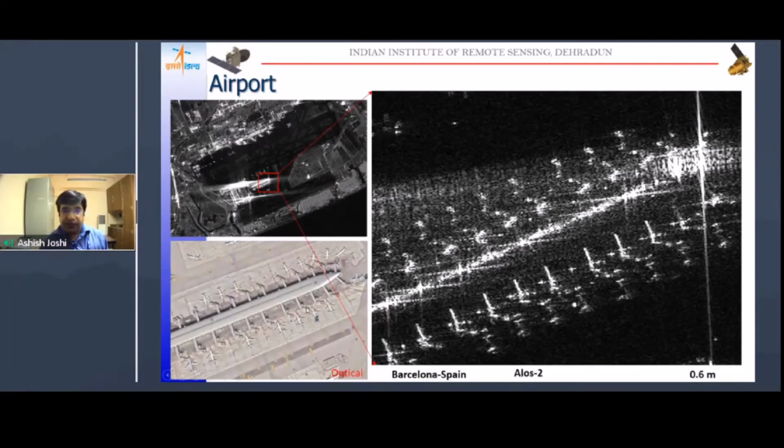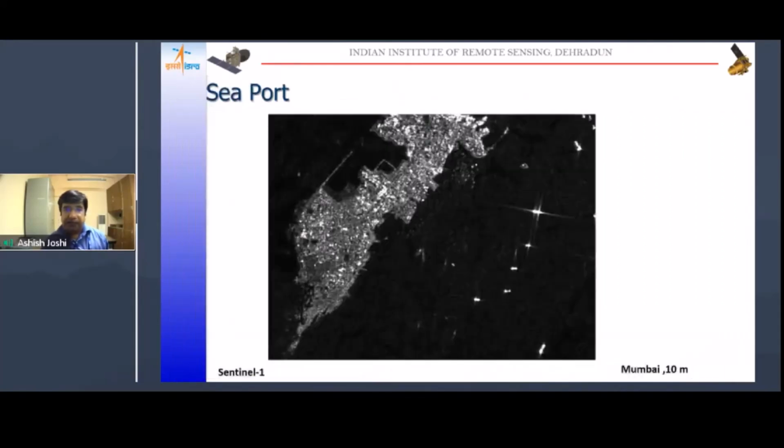So here you can see the aeroplanes and how the aeroplanes look. Basically, the SAR images do not give the proper shape, but can detect very well. It will give the brighter returns, but the shape may not be proper due to its geometrical properties.